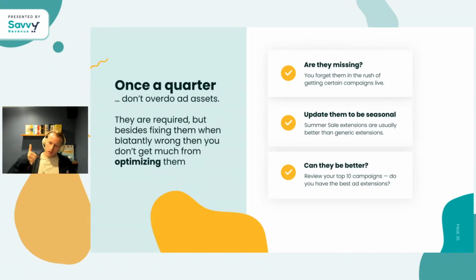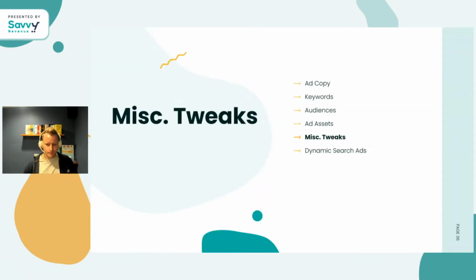So what you want to do is figure out if they're missing or wrong. You want to update them to be seasonal. Summer sale extensions usually work better than sale now on. And then, can they be better? Review top 10 campaigns. Do you have the best ad extensions?